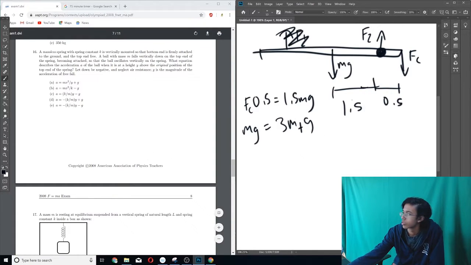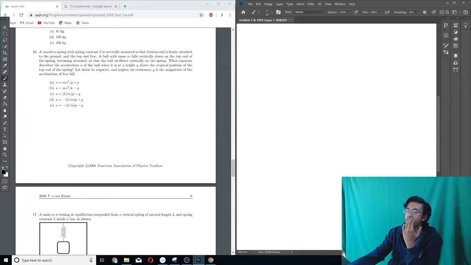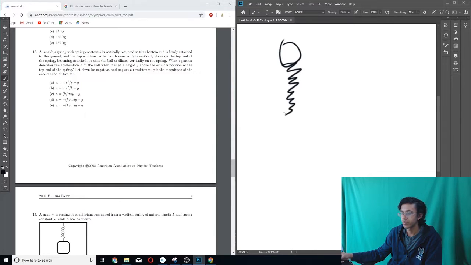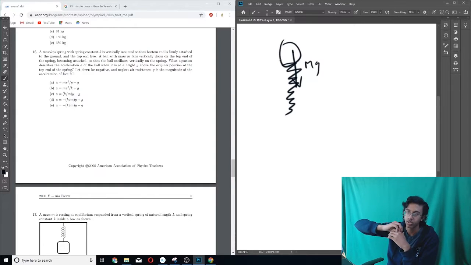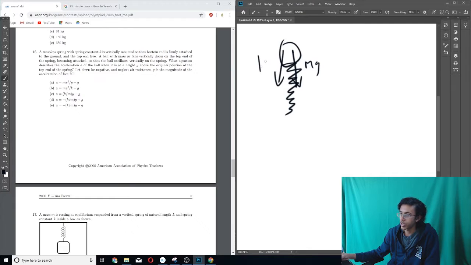Wait, we don't even need that. We just have to find the net force on the ball, right? So we have a ball, and then we have a spring, and basically the forces on the ball are mg, and the spring is also trying to pull it down because it's above the original position of the spring, right? So it's trying to pull the mass down, so that's kx, or ky.